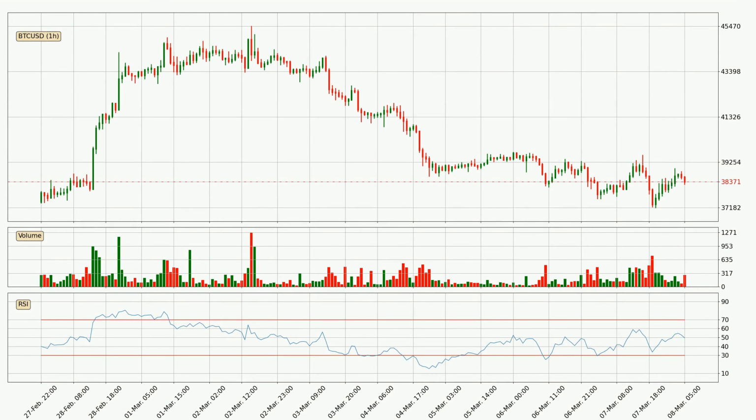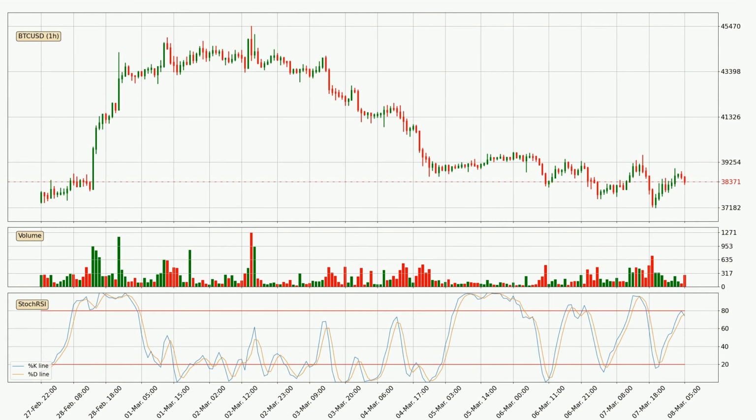Looking at the hourly relative strength index, the current hourly RSI is at 50, so it doesn't show signs of overbought or oversold conditions at this point. On the lookout for divergences in the hourly time frame, there was a bullish divergence and the price already went up. Looking at the hourly stochastic RSI, the stochastic RSI currently shows no overbought or oversold conditions, but the percent K line is below the percent D line, which means the current trend is on the downside.